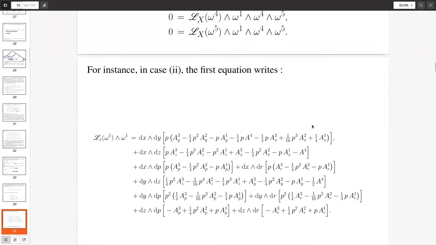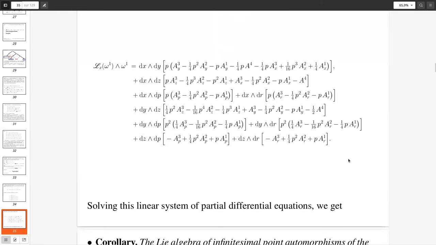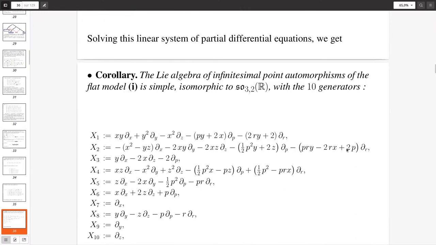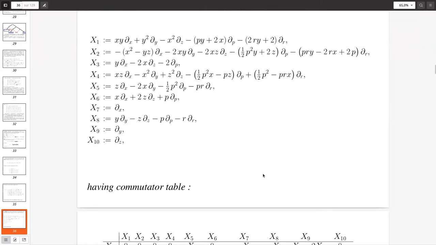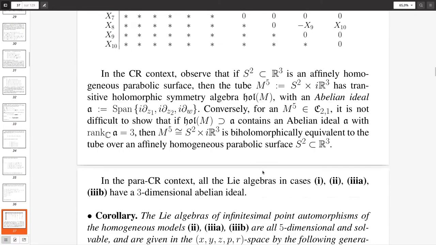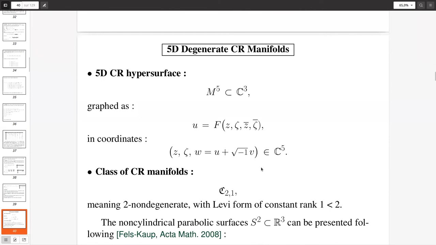And it would be disjoint from Igor Zelenko's works, because it would be about something of Levi rank 1 in CR dimension 3 or para-CR dimension 3. And Igor Zelenko and his students worked on rank n minus 1 Levi form. So in a sense, as I said in the first lecture, rank 1 should be easier, I think. So now we have the Lie algebra of the model, etc. So I skip this.